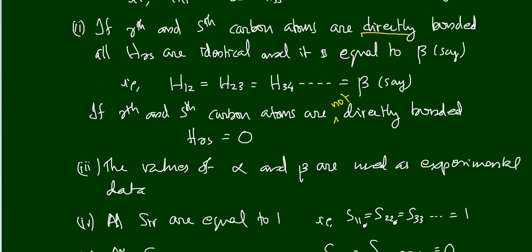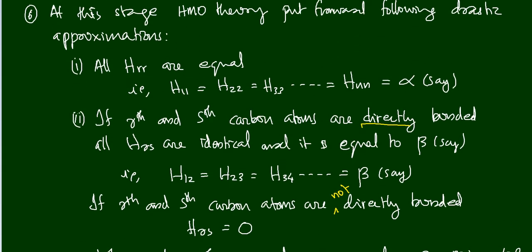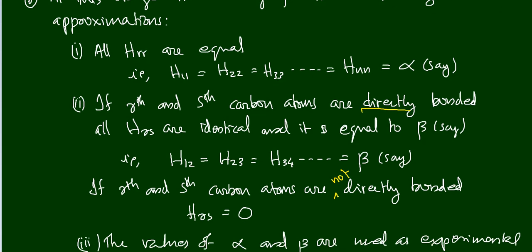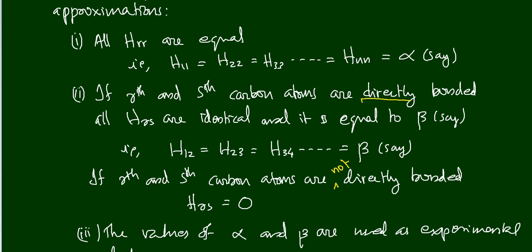Let us remind once again. Let's consider these drastic approximations once again. All HRR are equal to alpha, means H11, H22, H33, etc. HNN is equal to alpha, and all HRS, if R and S are directly bonded carbon atoms, are equal to beta. Okay, means H12, H23, H34, etc. is equal to beta, and HRS is equal to 0 if the R and S carbon atoms are not directly bonded.